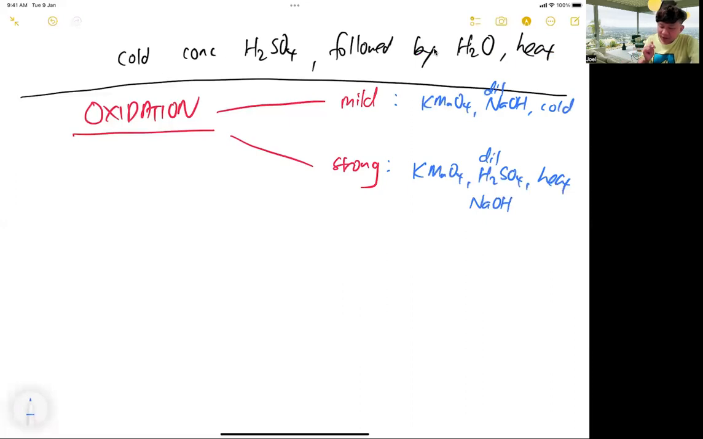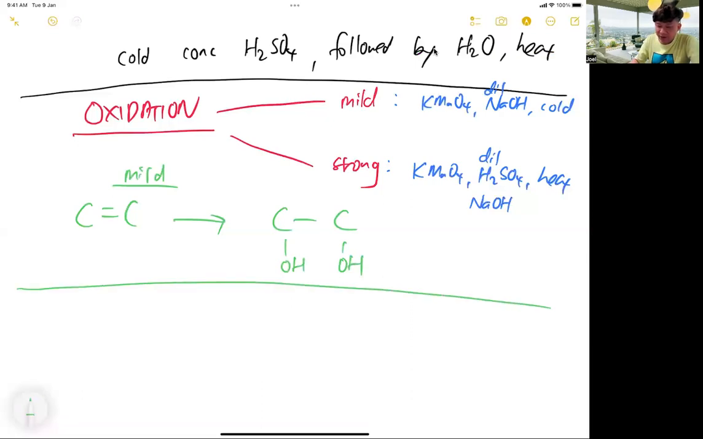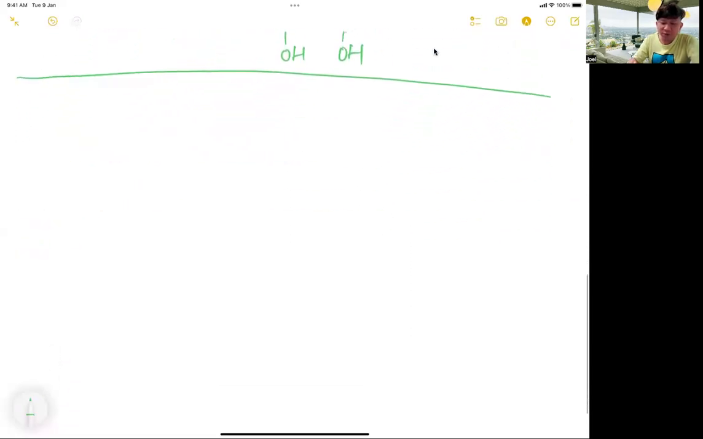Now very quickly, the mild oxidation, what is it? Very easy, hardly comes out, also 10% chance. Each H becomes OH, very good. Diol is formed then. So this is the mild version. So now the key part is the strong version. Before I continue, I will ask you to draw first.